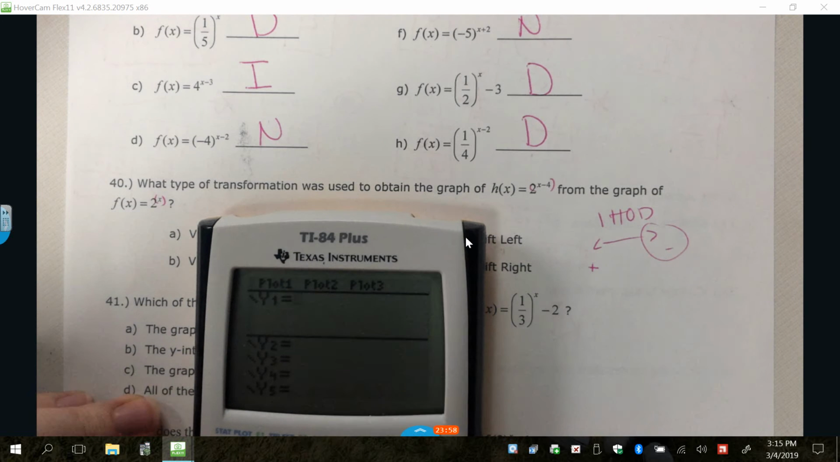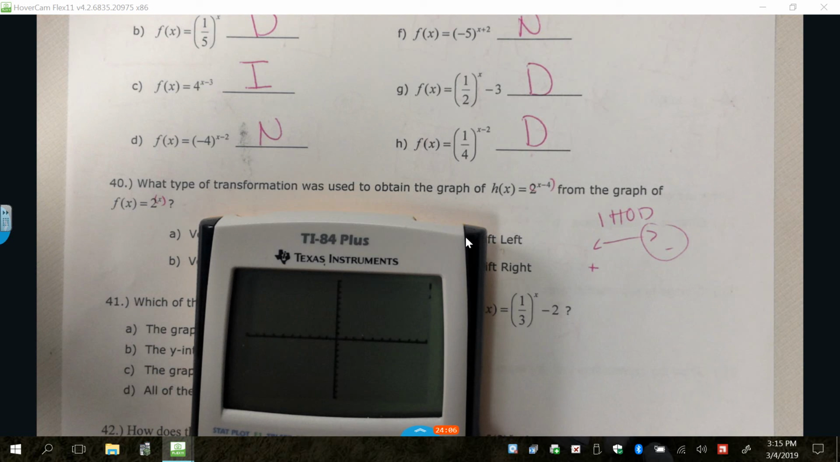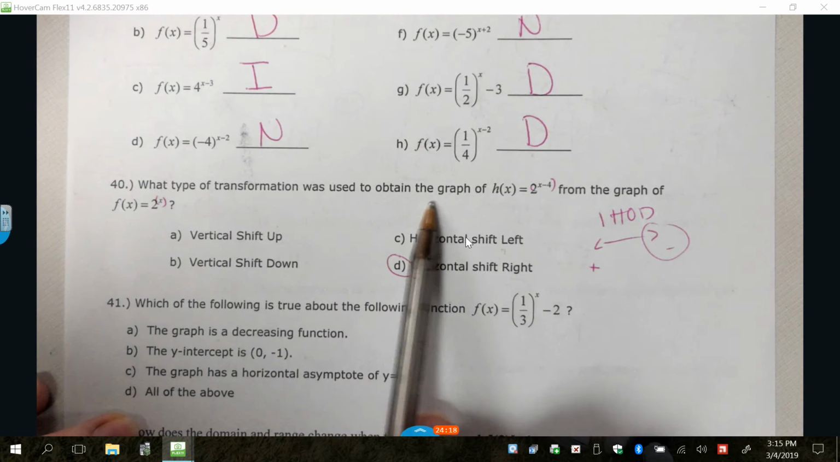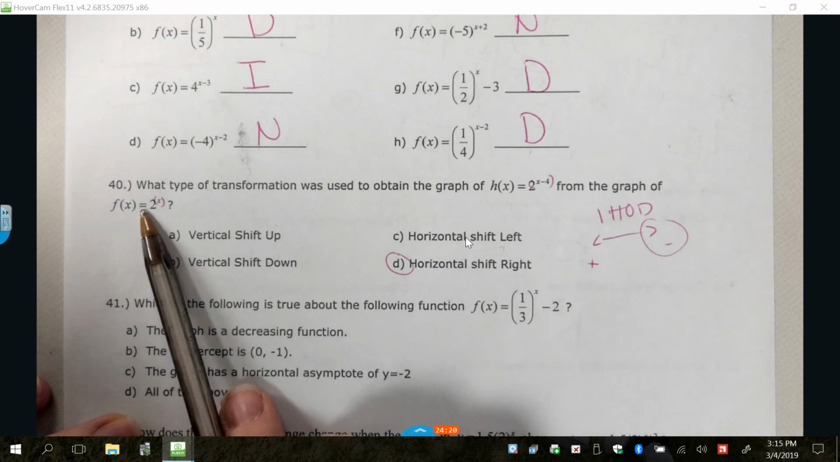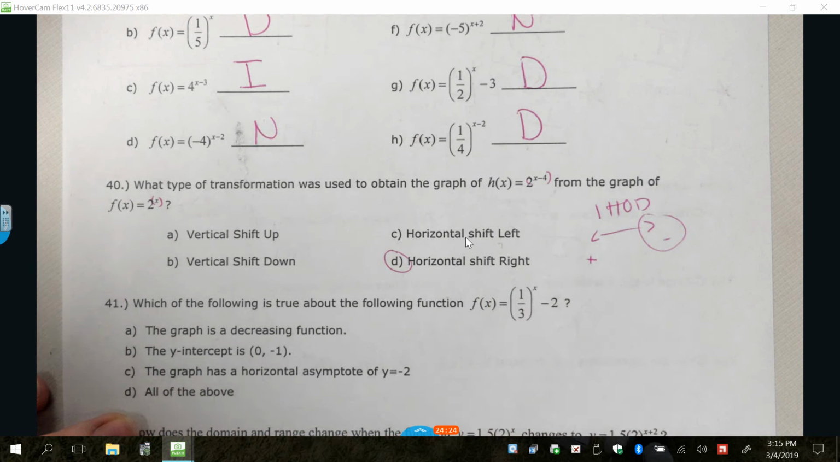Guys, double check it. You're given a calculator. 2 to the x minus 4, and 2 to the x. So if you look, there's the x minus 4, and there's the 2 to the x. See how it went to the right? Everything shifted to the right. So what type of transformation was used to obtain this graph from that? From here to here, it went right. Okay.